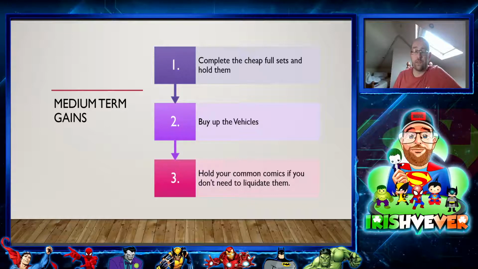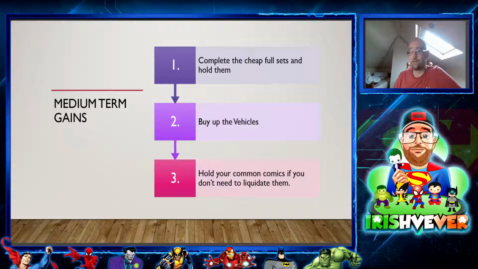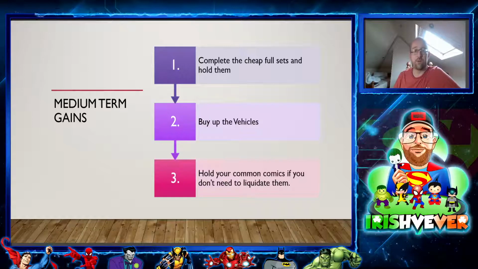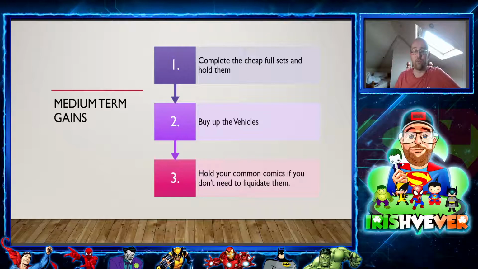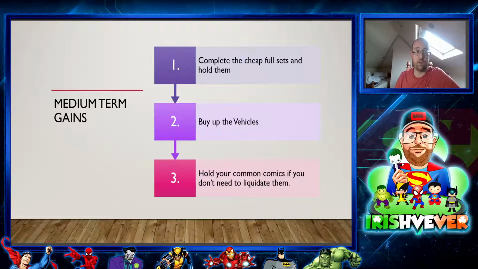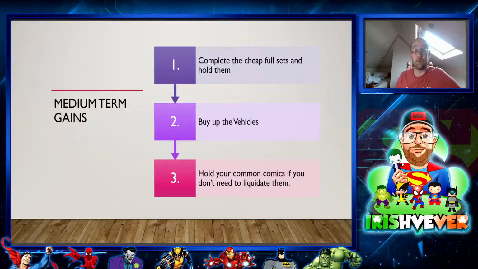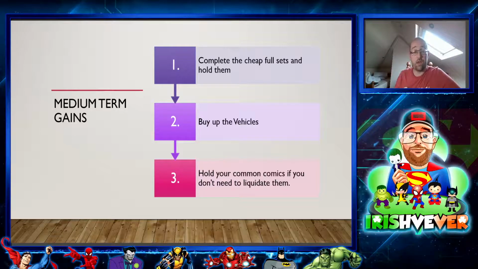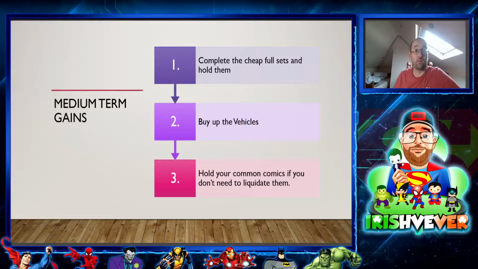Things to look for, look for low mints. So for example, in the last Hulk drop I got 2 commons, but I made a good profit because one of them was a low mint, so I could sell it for 20, 26, 27 gems. So I sold that one, kept the other one. So hold your common comics unless you need to liquidate them.